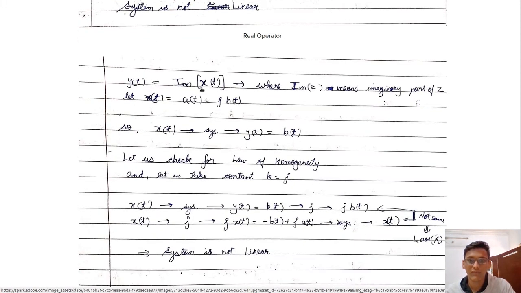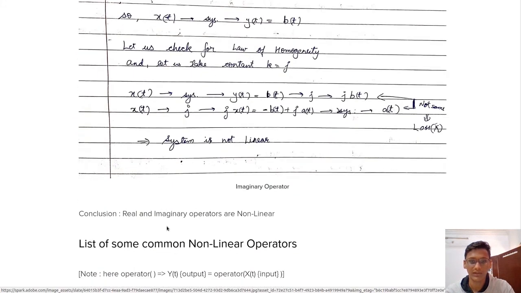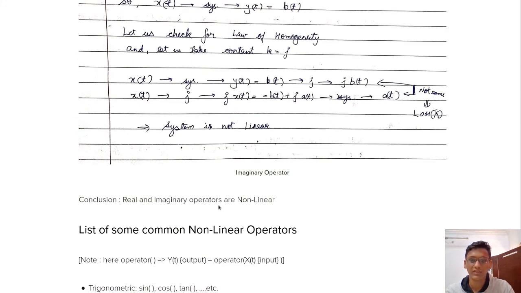Similarly, if we look at the imaginary operator, which would output the imaginary part of the signal, we can again see the same thing happening. Again, taking x(t) equals a(t) plus j b(t) and passing it through the system, we get y(t) equals b(t), multiplying it with a constant j, we get j b(t). Now, if we take the signal, multiply it with j, we get j x(t) equals minus b(t) plus j a(t), and passing it through the system, which would output the imaginary part of it, we would get a(t). And as we can see, a(t) is again not equal to j b(t). It means the system is not following the law of homogeneity. Hence, the system is not linear. That means real and imaginary operators are non-linear.